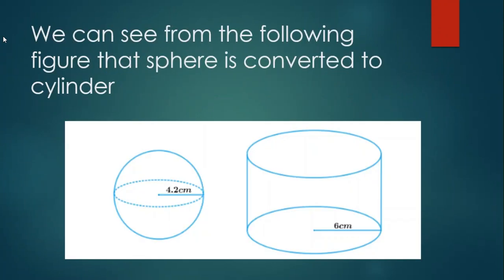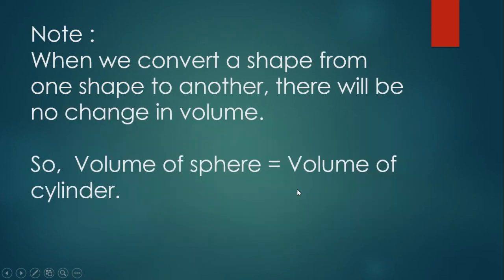Yes. So here the sphere having the radius of 4.2 centimeters is converted into the shape of a cylinder having the radius of 6 centimeters. We need to find the height of the cylinder. Here we can note one point. What is that? When we convert a shape from one shape to the other, there will be no change in their volume. Volume is not at all changed, right?